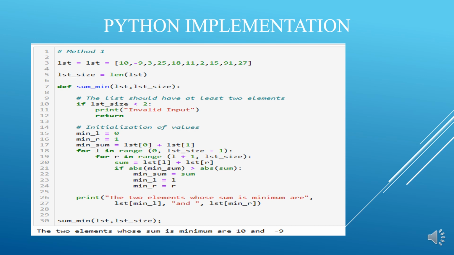Here we are assigning a list. After that we are getting the list size by using the len function. Here, by using the min function, we are gathering some of the variables in that list. In that we are using an if statement: if list size is less than 2, then invalid input. Why? Because we need to sum the list of elements here, so we are mentioning this. After that, initialization of values. In this way we are doing the execution and finding the minimum sum from the list.